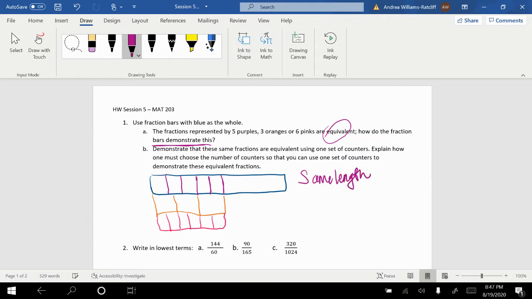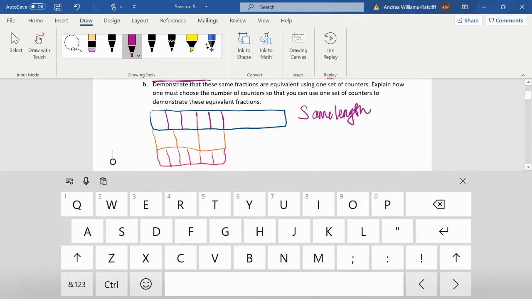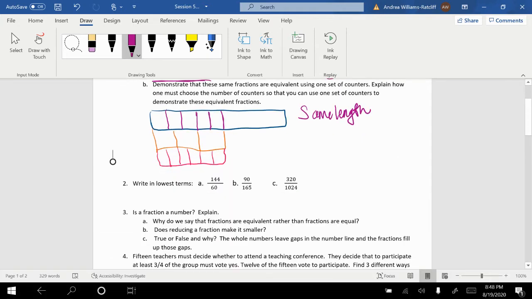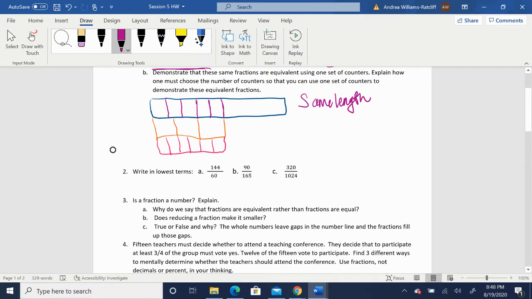When we're using a length model in fractions, length is representing worth, or value here. Just like if we were using circles, the area that it covers would be representing that worth or that value. So length is what's going to demonstrate that, okay? And then it asks us in part B, using the same fractions, how would we use a set of counters or set manipulative in order to prove that, okay?